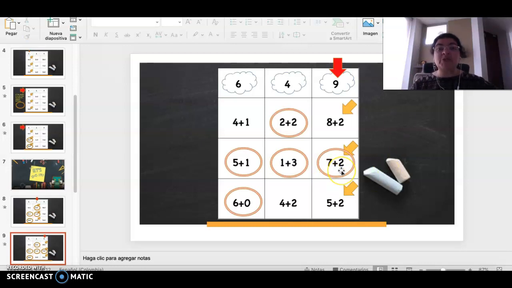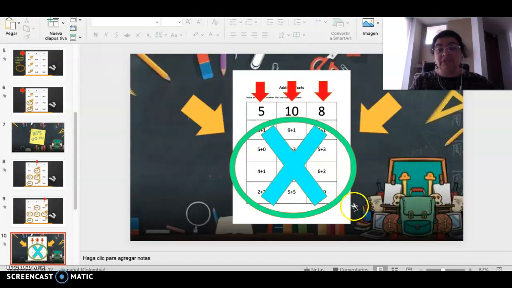Okay, 7 plus 2. What happened with 7 plus 2? Is it equal to 9? Yes, very good. And 5 plus 2? Boys, what do you think? 5 plus 2 equals 9? Girls, do you agree with them? Is 5 plus 2 equal to 7? So I cannot circle this one? Okay, it's okay.